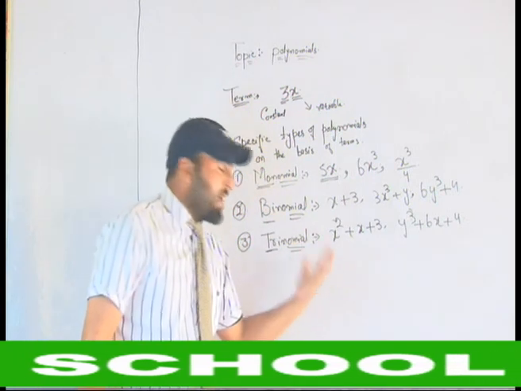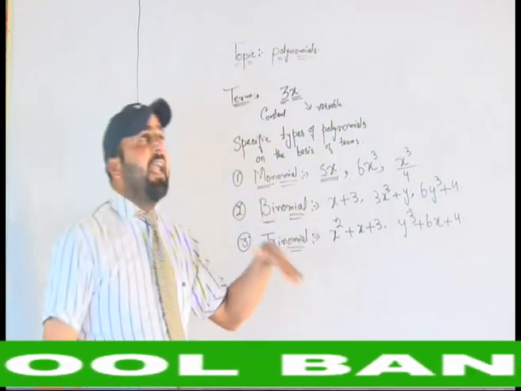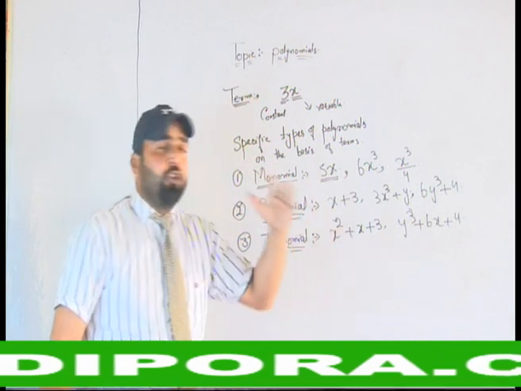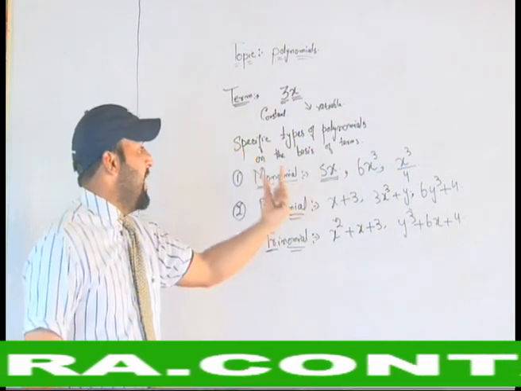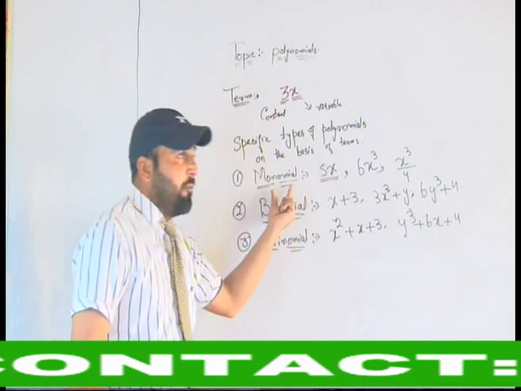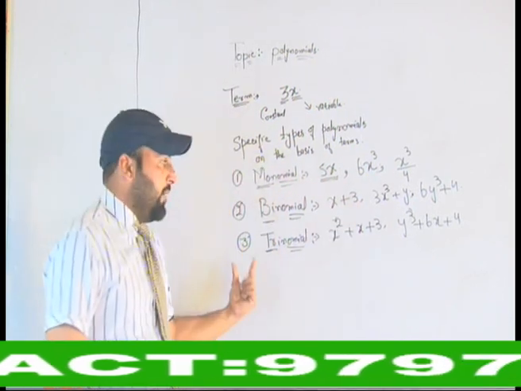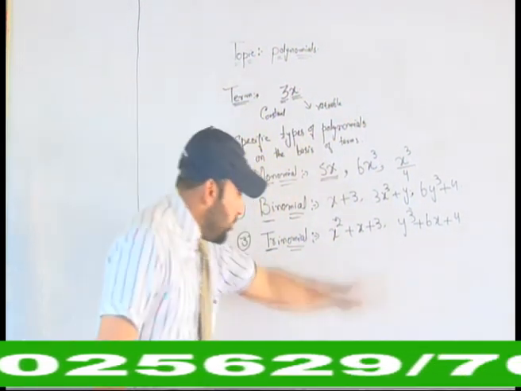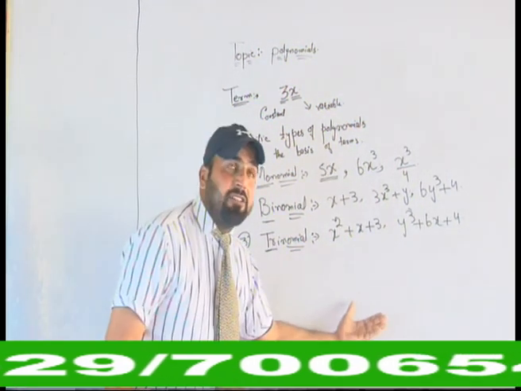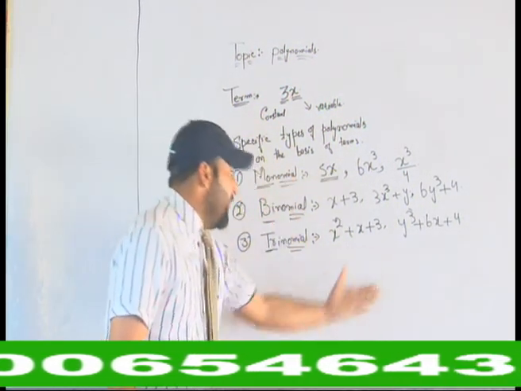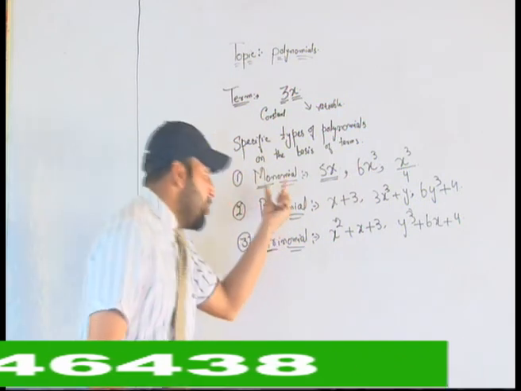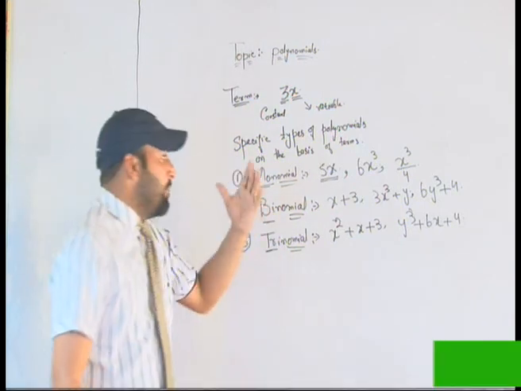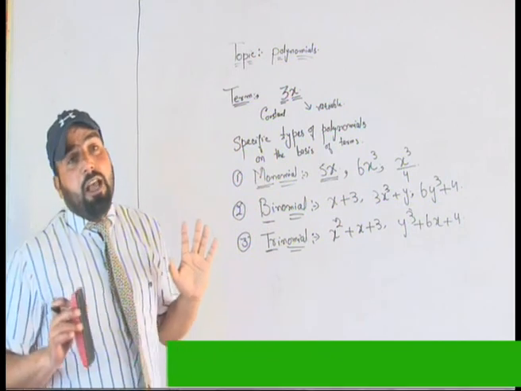And the algebraic expressions containing 1, 2, 3 or more terms are referred to as polynomials. Usually we take the polynomial with one term as a monomial, with two terms as a binomial, with three terms as a trinomial, and the algebraic expressions containing more than three terms are called a polynomial. But don't get confused, monomial is also a polynomial, binomial is also a polynomial, trinomial is also a polynomial, because all these three satisfy the properties of the polynomial.